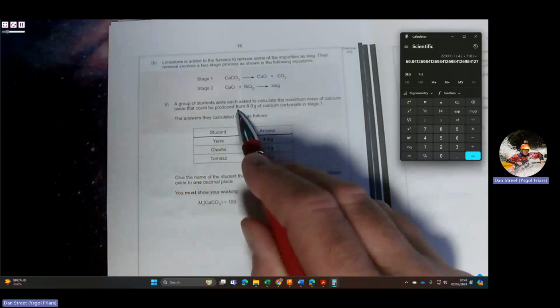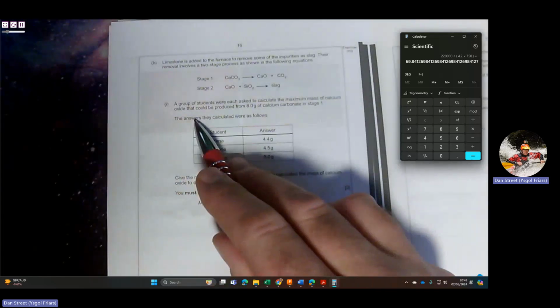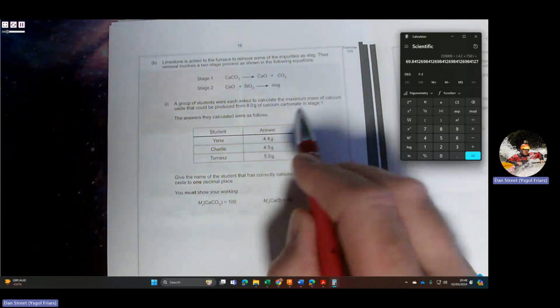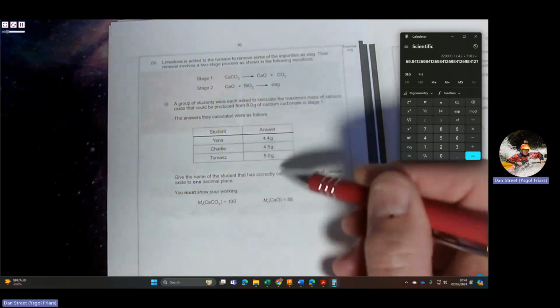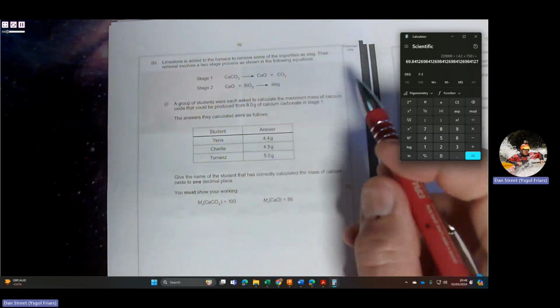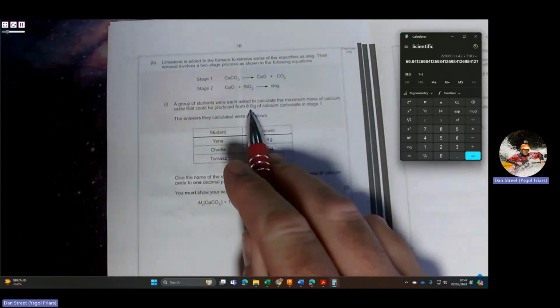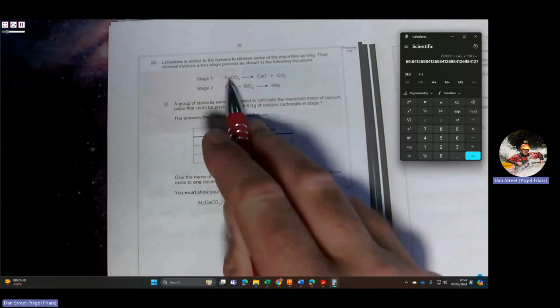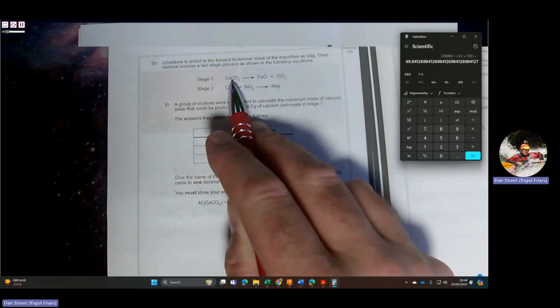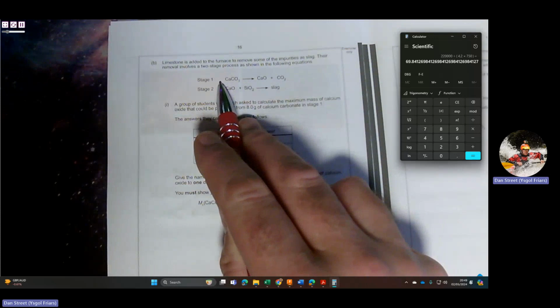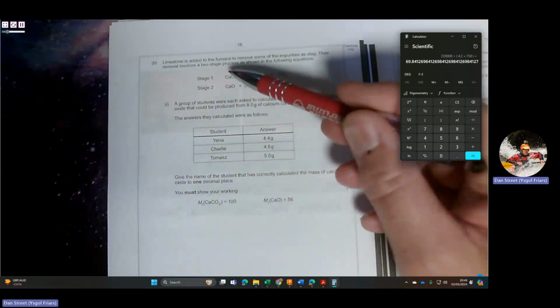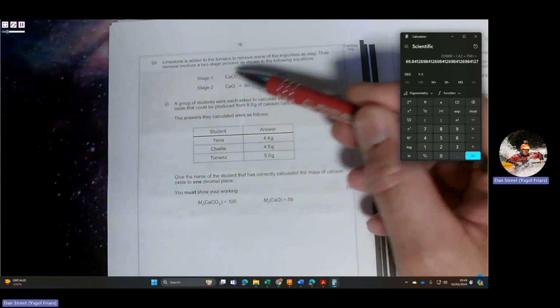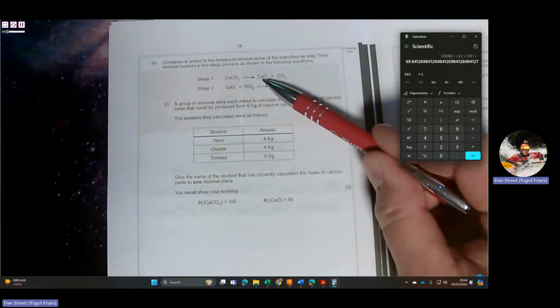So a group of students were each asked to calculate the maximum mass of calcium oxide that could be produced from 8 grams of calcium carbonate in stage 1. The answers they calculated were as follows. Okay, so basically we need to find out which one of these people is correct. So we're told in the question that we're starting with 8 grams of calcium carbonate. We can also see from the information in the question that every 1 mole of calcium carbonate makes 1 mole of calcium oxide. So if we know how much calcium carbonate there is, we can then use the masses down here to work out the mass of calcium oxide.